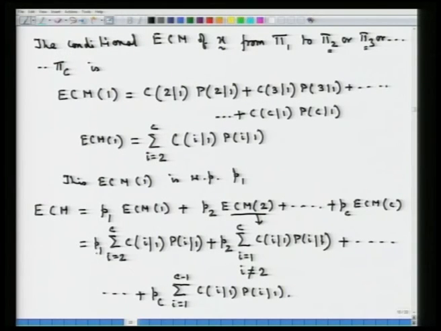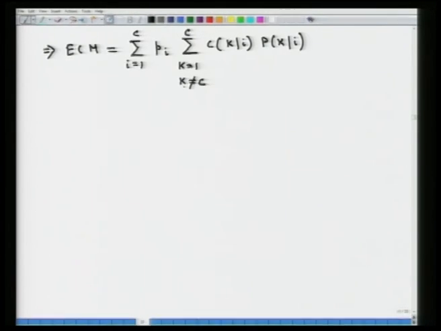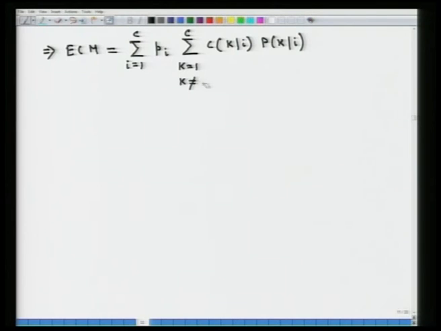So the summation is over i for these terms, and then the summation over k equal to 1 to c with k not equal to i, because the outer sum is i. If we have P1, then this sum has k not equal to 1, so the summation starts from k equal to 2. If we have i equal to 2, that is P2, we will be looking at the summation over k equal to 1 to c without including k equal to 2. Similarly, for the last term Pc, this sum would run from k equal to 1 up to c minus 1.